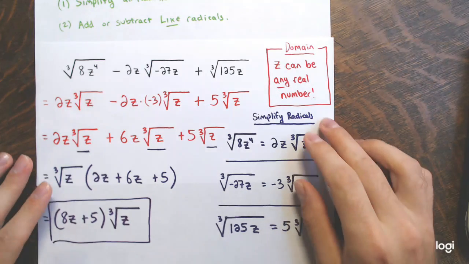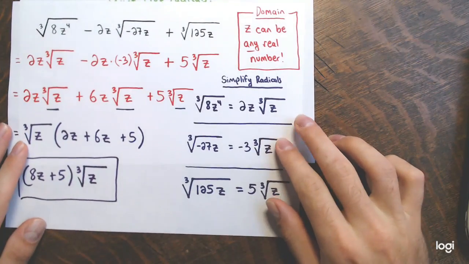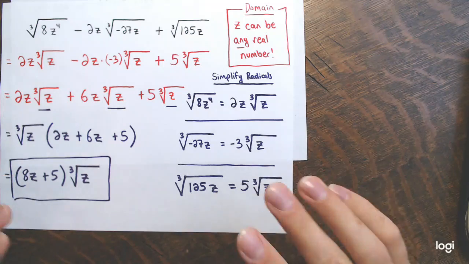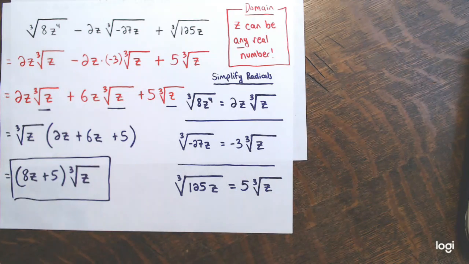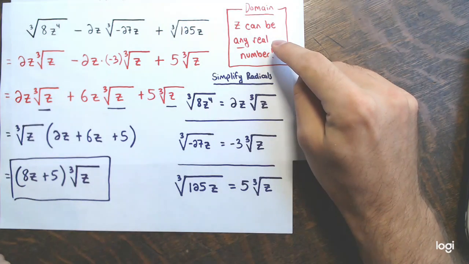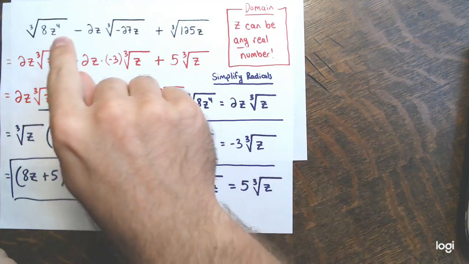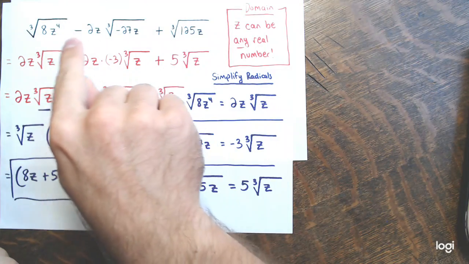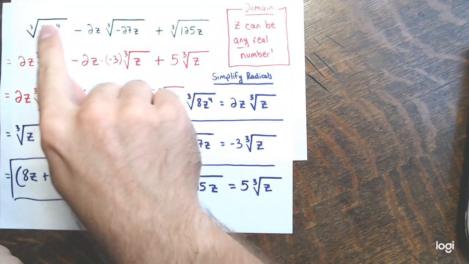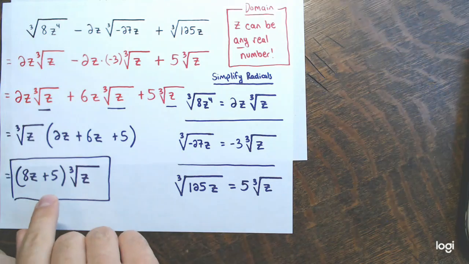All right, and then just like I like to do, let's test this out. I do it a bunch of times, but no matter what I pick for z, the domain here is any real number. Z can be anything. So I can plug in anything I want for z, and this original expression I started with, this crazy thing, should be equal to what I have down here.